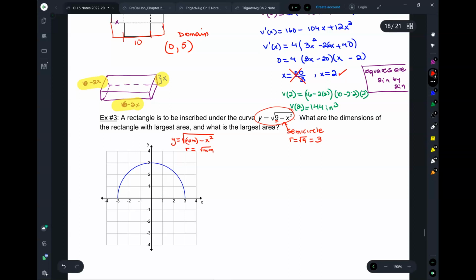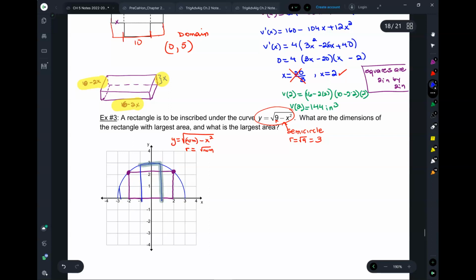Okay, the problem is saying that there is going to be a rectangle inscribed under this curve. Inscribed means the corners of the rectangle have to be touching the semicircle. So here is one example of a rectangle I can draw under here. It's got to be from the x-axis up because the graph doesn't exist below the x-axis. And you see how the corners touch the graph. That's what inscribed means. And so the rectangle can take on many forms. It could be a narrow rectangle, it could be a much wider rectangle.